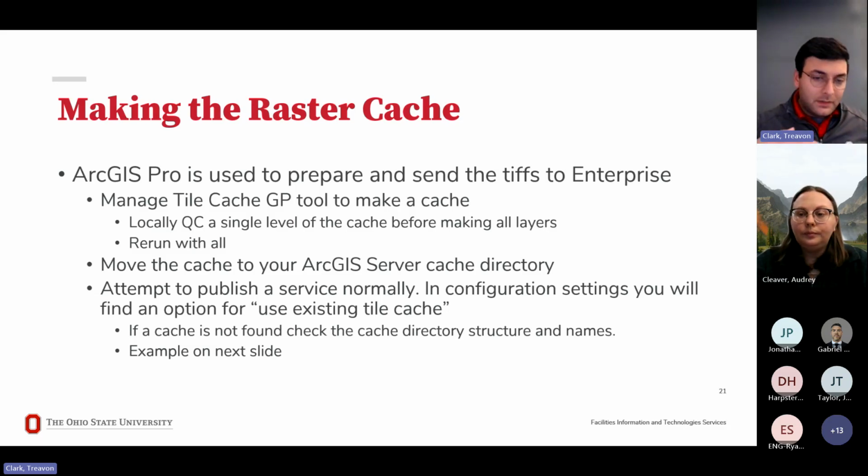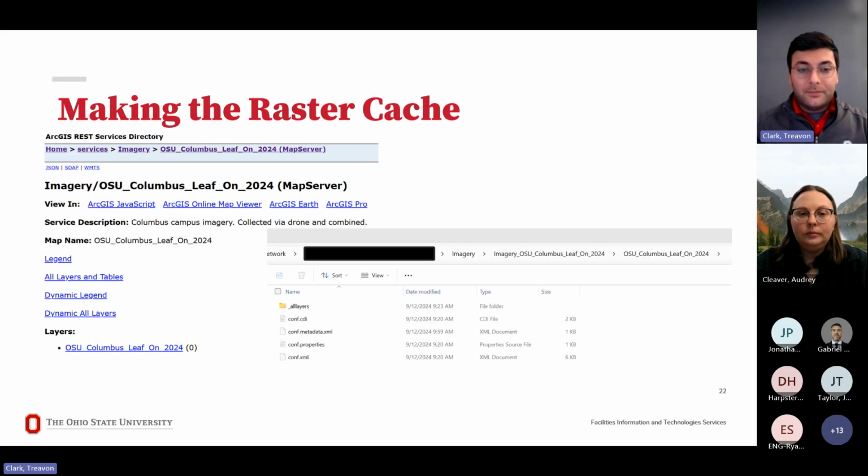So we cache it locally, and we make sure that it has an exact file naming structure, and then we take that cache and move it over to the REST server directory, and then say, okay, now let's share a web map service, but use the existing cache that's already located on the REST server. So this is what that really looks like. On this bottom right image, we have a REST service for this particular flight. It's in the REST directory imagery, and the map of the project is called imagery_OSU Columbus Leaf on 2024. Then there is a subfolder called the layer name, and then all of the contents of the cache.